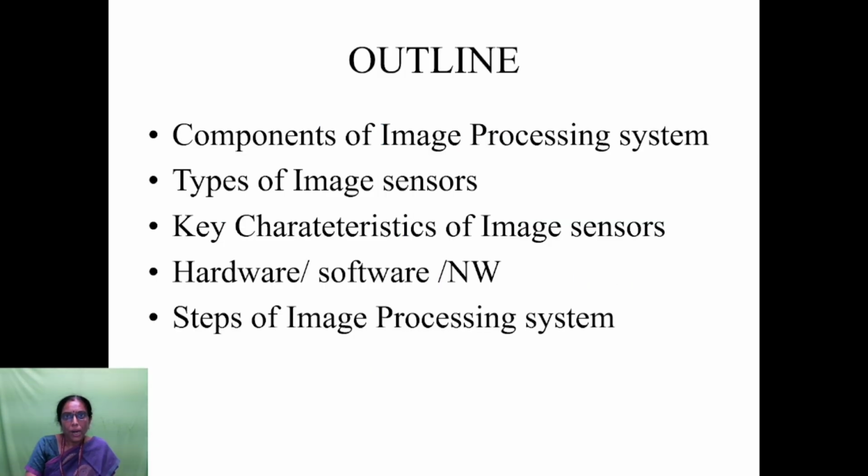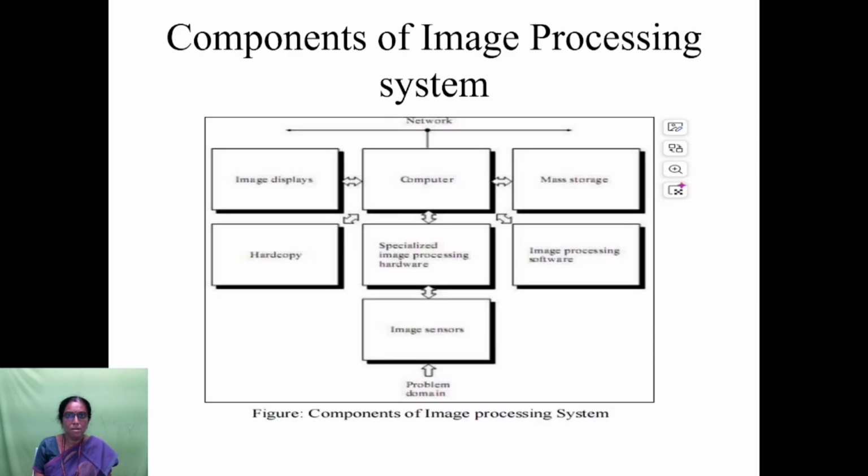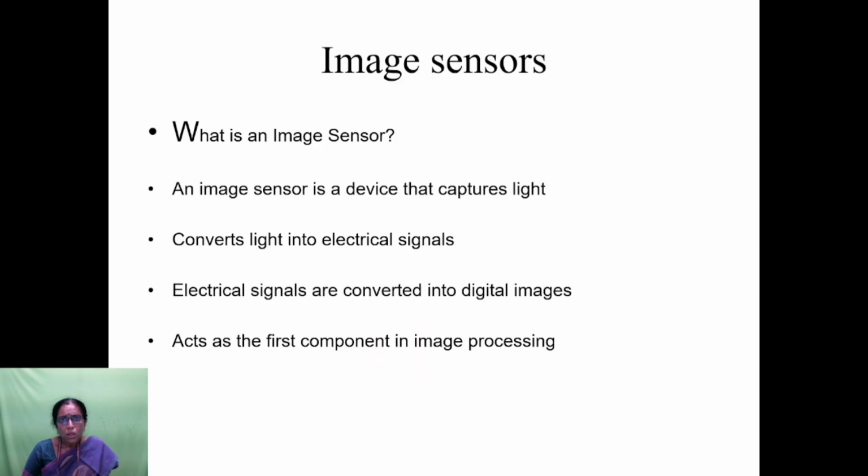So this is the outline of my presentation: components of image processing system, types of image sensors, key characteristics of image sensors, hardware, software and network, steps of image processing system. So these are the components of image processing system: image display, computer, mass storage, hard copy, specialized image processing hardware, image processing software and image sensors. Now first we are going to see about the image sensor.